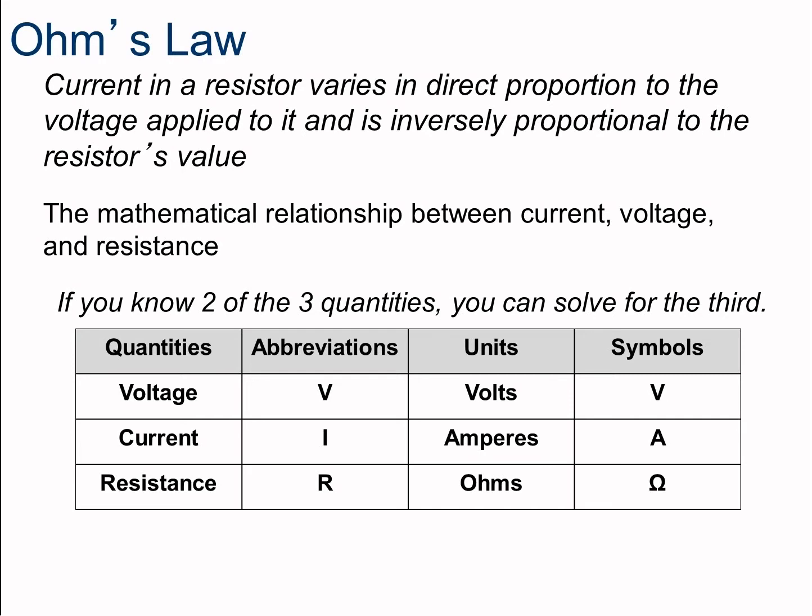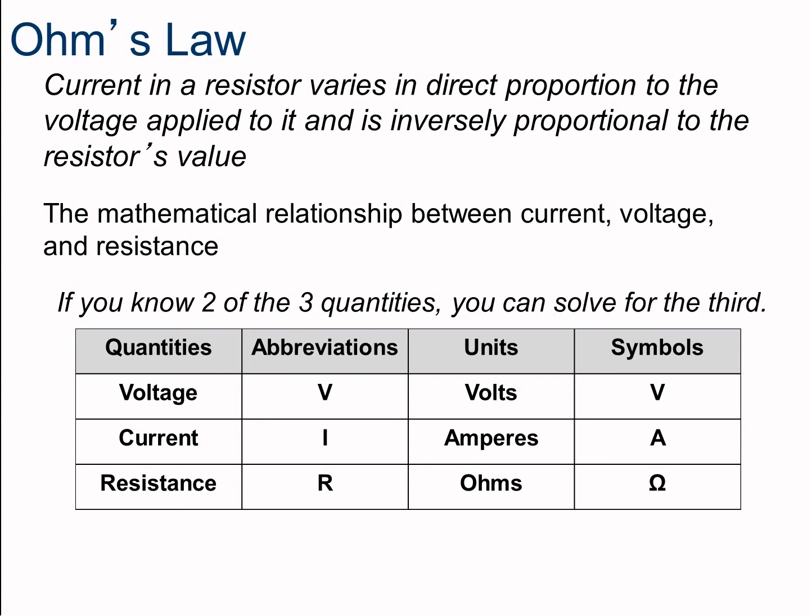We have current in a resistor varies in direct proportion to the voltage applied. In other words, the bigger the voltage, the bigger the current. Right? The voltage is its electromotive force. It's forcing those electrons to be in motion, and therefore you're going to have more current. But it's inversely proportional to the resistor's value. So the resistor is resisting. That's what resistors do, right? So they're resisting the current and not letting it flow.